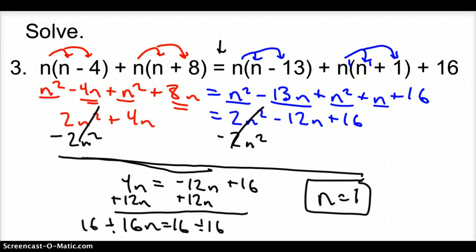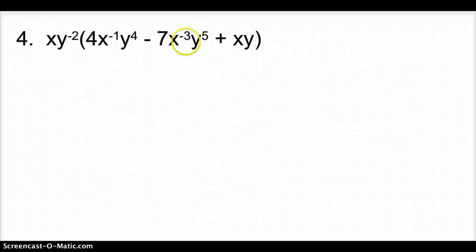And again, if you plug this 1 into all of these n's, you should come up with the same number here and the same number here. Let's try this one. Now this isn't going to turn out to be a polynomial, but I just want to show you how to multiply something like this. So now we're multiplying it here.